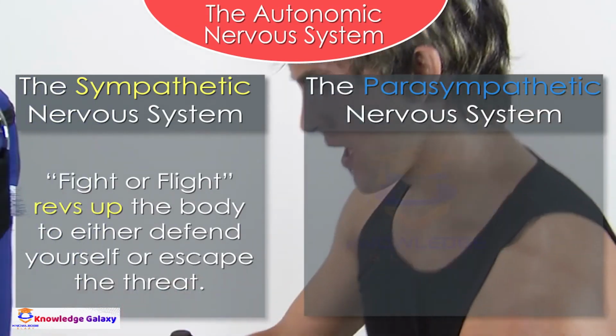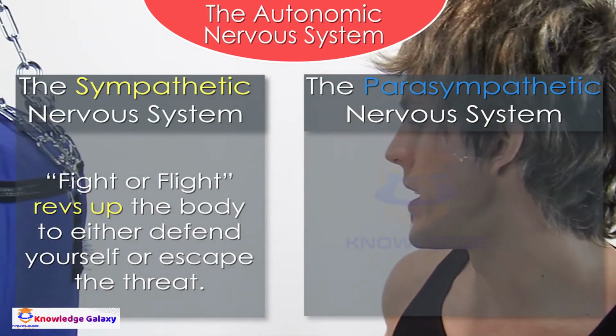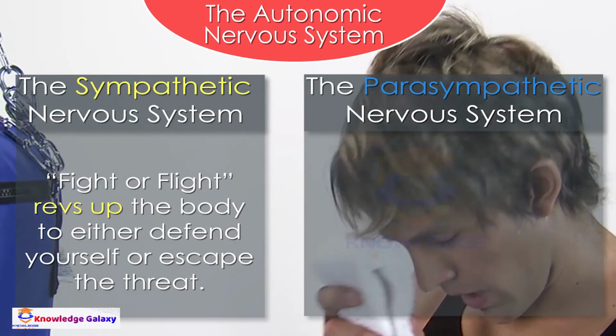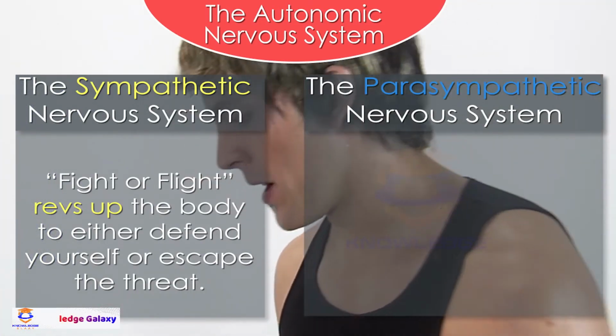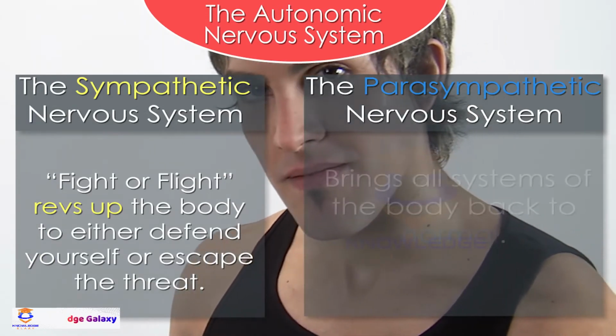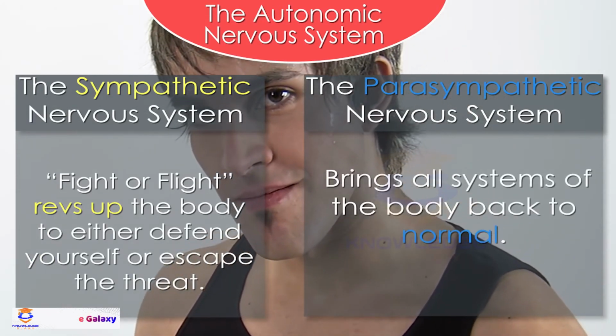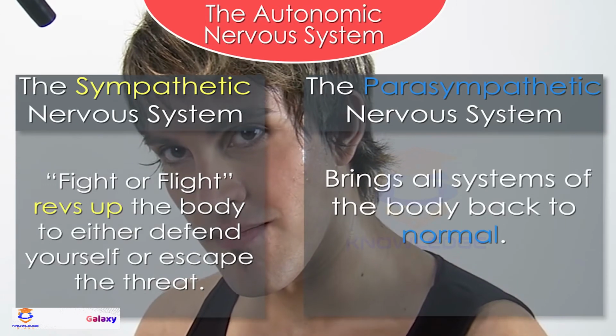The parasympathetic nervous system is the counterbalance to the sympathetic response to danger, whether real or imagined. Once the threat is gone, the parasympathetic brings all the systems of the body back to normal.